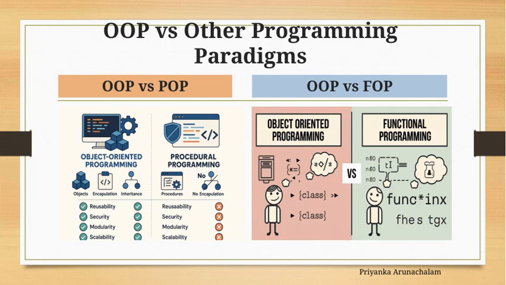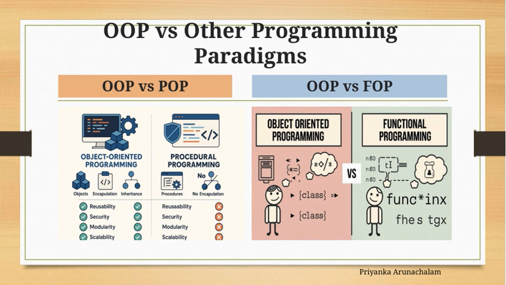Let's take a closer look at how object-oriented programming, or OOP, compares to other programming paradigms. On this slide, you can see we're highlighting OOP versus POP, which stands for Procedural-Oriented Programming, and OOP versus FOP, which is Functional-Oriented Programming. When we talk about OOP versus POP, the main difference is how we organize and manage code. POP tends to focus on a sequence of procedures or routines, which are executed step by step. It's very linear and straightforward, but can become cumbersome as projects grow larger.